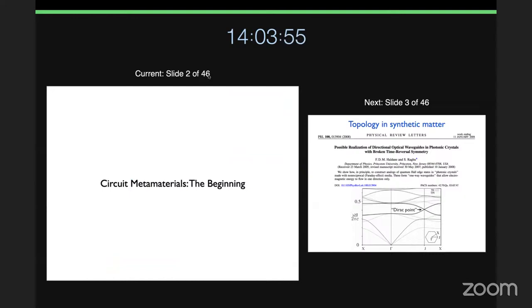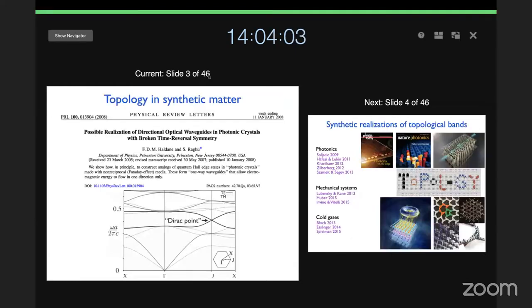Okay, so let's start with the beginning of the field. And I'll be quick because this is fairly standard by now, how the field developed. It all started with Haldane and Raghu, and essentially, I think this field of topological metamaterials is very anachronistic in the sense that it started to develop in quantum systems and only later migrated into classical systems. Typically, it's the other way around, like magnetism or related phenomena in condensed matter. And that paper was pivotal.